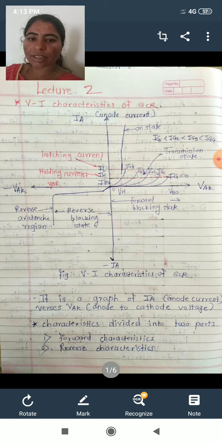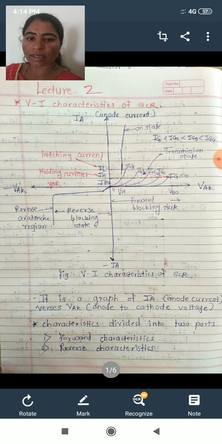Basically, the characteristics of the SCR are divided into two categories. First is forward characteristics and second is reverse characteristics. See one by one. First is forward characteristics. In forward characteristics, the characteristics are divided into three categories. First is forward blocking state, second is transition state, and third is on state. See first, forward blocking state.